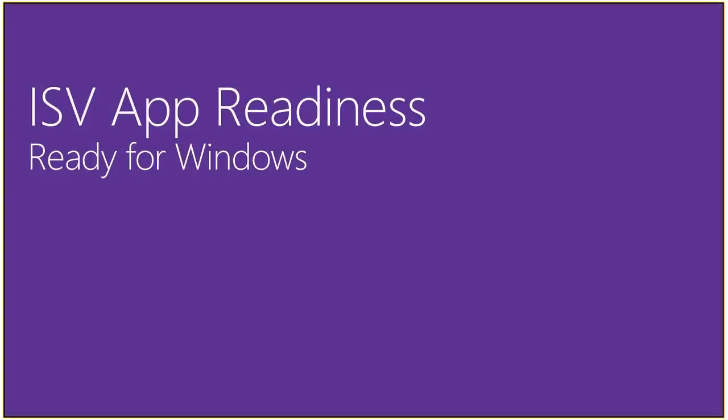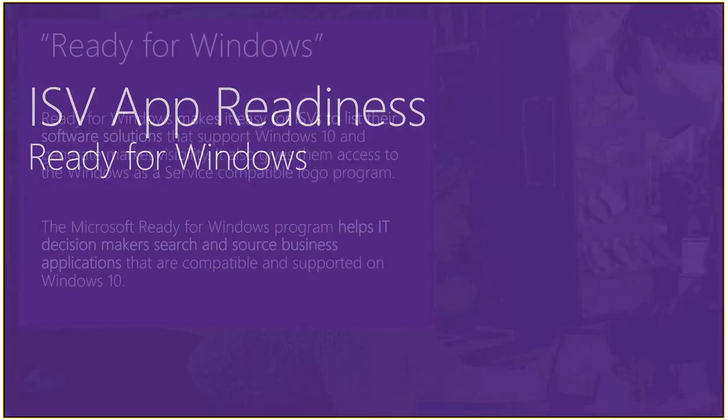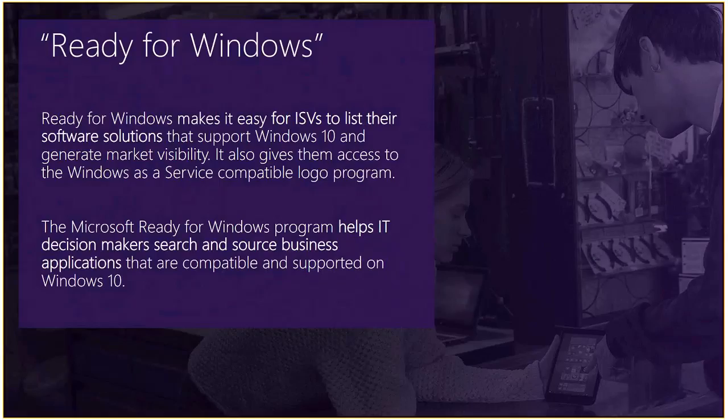And then one quick word about what they call ISV app readiness. Microsoft has a website that they use to track application compatibility and application readiness specifically for Windows 10. It's designed to give you that stamp of approval that something is ready for Windows. It allows ISVs to publish their own software solution to this website, indicating that it supports Windows 10, and that in turn makes it visible from a market standpoint.